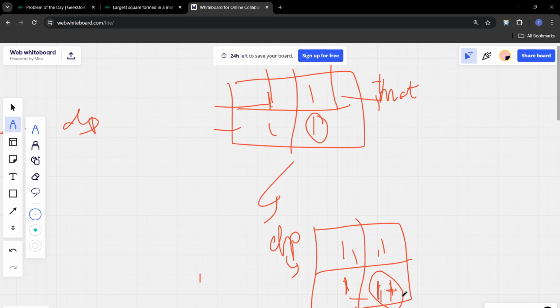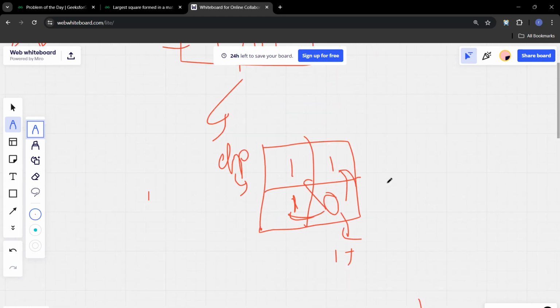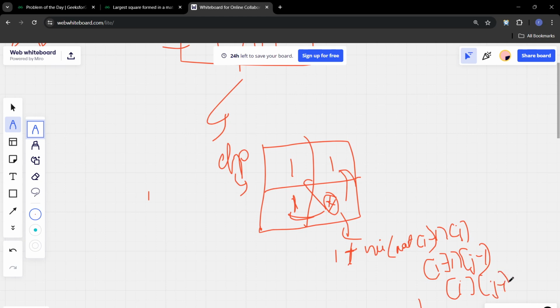This value depends on these three elements, right? So this value is equal to at least 1 will come here. It is 1 is there. If 0 is there, no problem. But here 1 is there. So 1 plus minimum of these three, right? Minimum of matrix of i minus 1 j, and i minus 1 j minus 1, and i j minus 1. Minimum of these three, right? Are you getting my point?